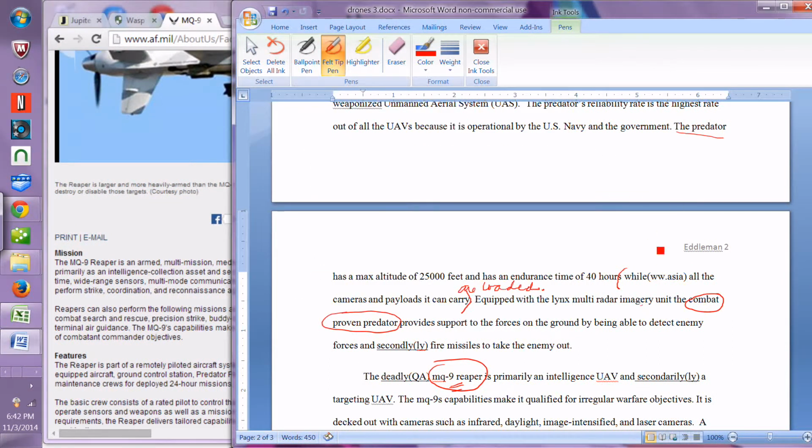Maybe you meant "with" and you tried to switch it to "while" with all the cameras and payload it can carry, and it didn't work for that "which" clause. I mean that "while" clause. It really needed to be a prepositional phrase. So I gave you partial credit for that one also. Otherwise, it looks really nice.